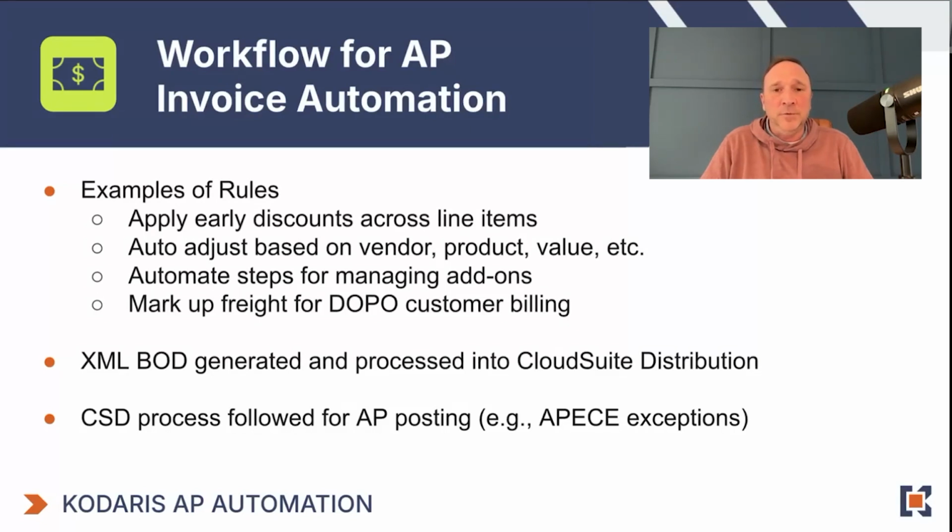But ultimately, once we've created that electronic file and applied those rules, we're generating an XML document just like an EDI transaction would bring in directly from the vendor. So we're using EDI capabilities within the ERP. In this example, Infor Cloud Suite Distribution, and then the ERP will pick up that file and process it through as if it was coming in via an electronic EDI transaction into the AP Invoice Center.